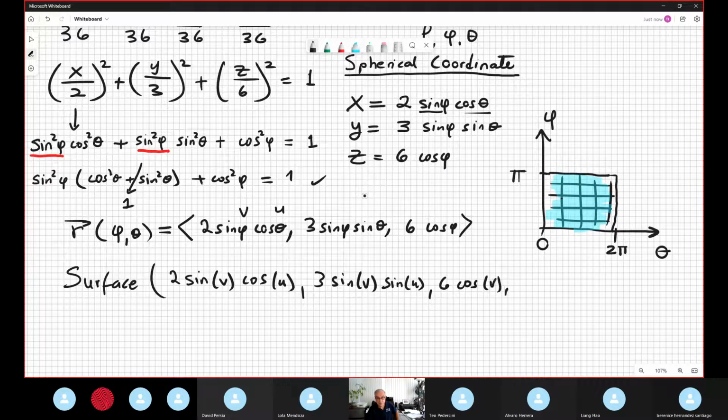Now remember, we need more information. We need to define who is u. U is the variable guy. In the paper I call theta, but in the GeoGebra I call u. I put from 0 to pi, and b, a phi, from 0 to 2 pi. And when you are doing this, bang, and you graph this, I want to show you in a few seconds. You see the famous ellipsoid.